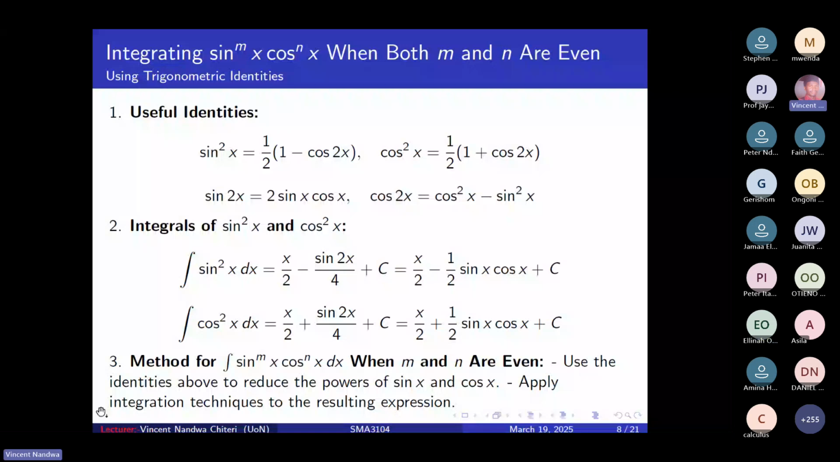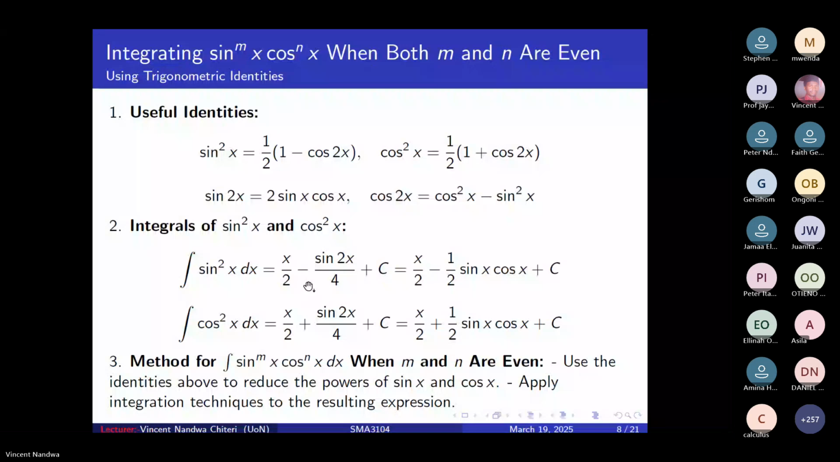This also illustrates how you can get the answer for the integral of sine squared and cos squared in two different ways by making use of these identities. If you decide to interpret sine squared x as a half into 1 minus cos 2x, then when you integrate this sine squared x, this will be your answer.